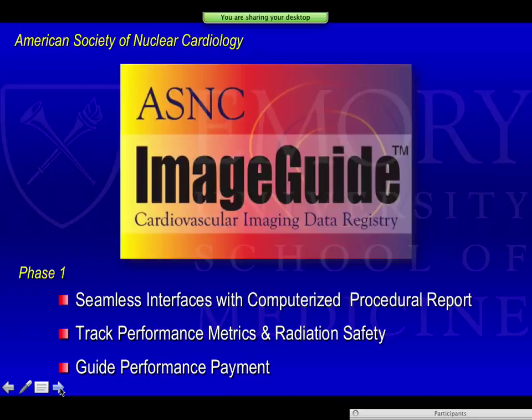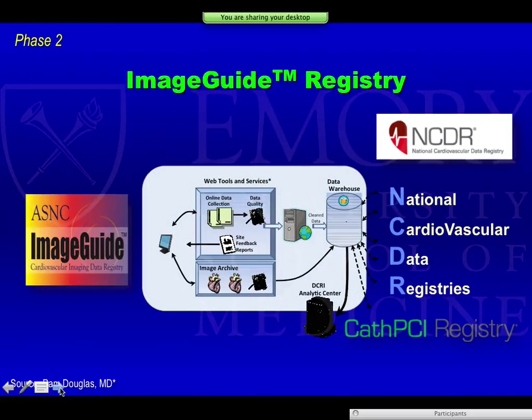We're actually going to interface all of the nuclear labs in the United States with a reporting system, and Ernie Garcia here at Emory has helped develop this. So we're going to seamlessly interface the nuclear labs with an automatic data registry, and we're going to track performance and metrics and radiation safety, and obviously because we've been to CMS, we're trying to get performance payments for this. But importantly for that, leave that aside for now.